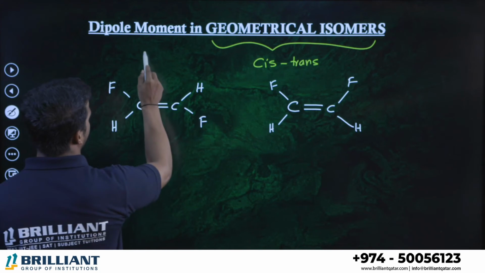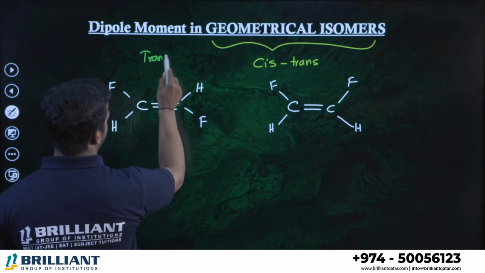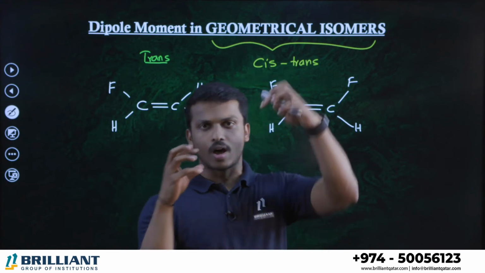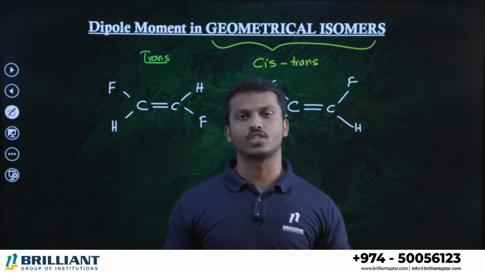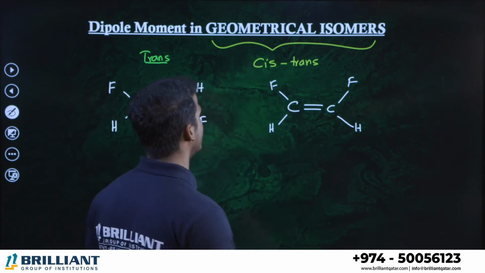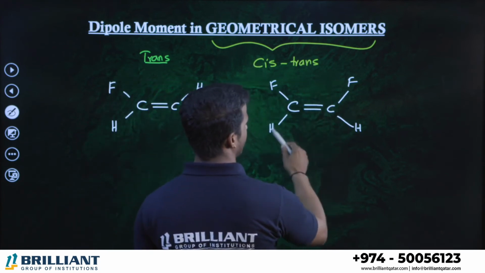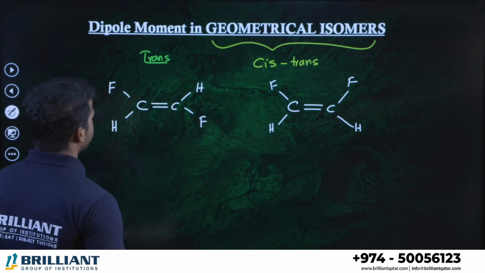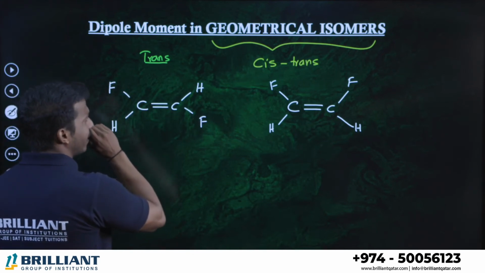That configuration is also known as what? Trans. If the same species on the double bonded carbon are in opposite directions, then it is called trans. If the same species are on the same side, it is called what? Cis isomer. See, fluorine and fluorine on the same side, hydrogen on the same side. Right. Now, here you see, let us calculate the dipole moment.